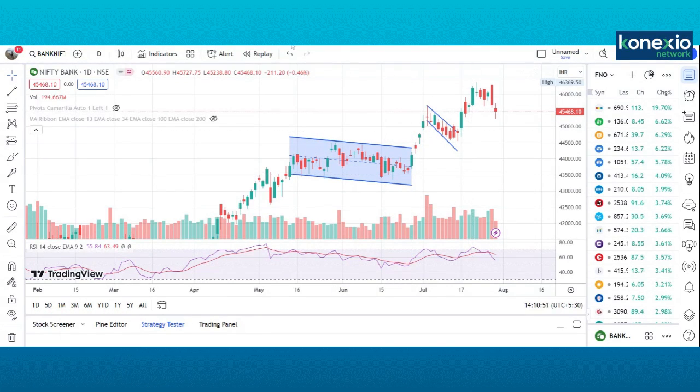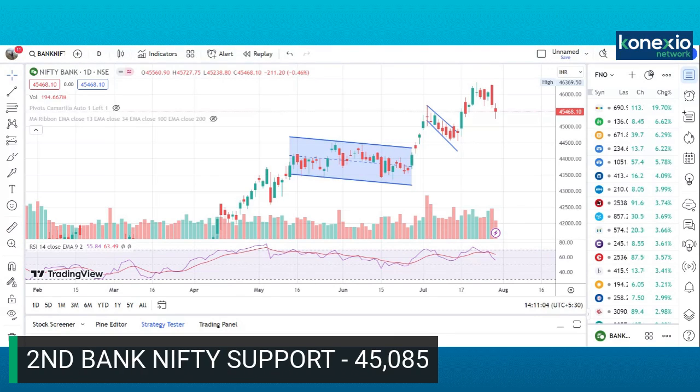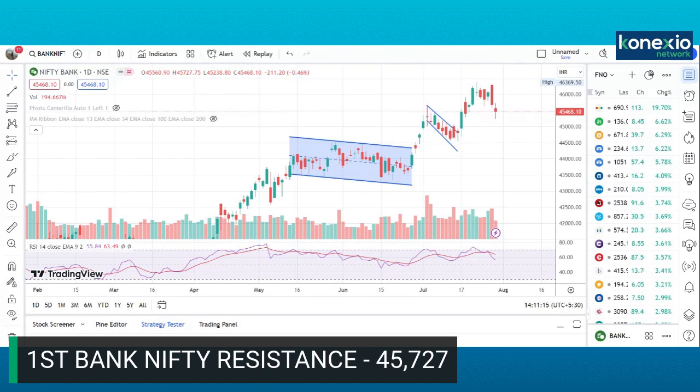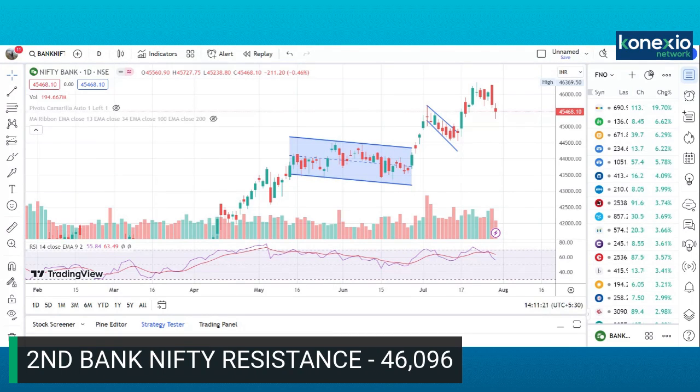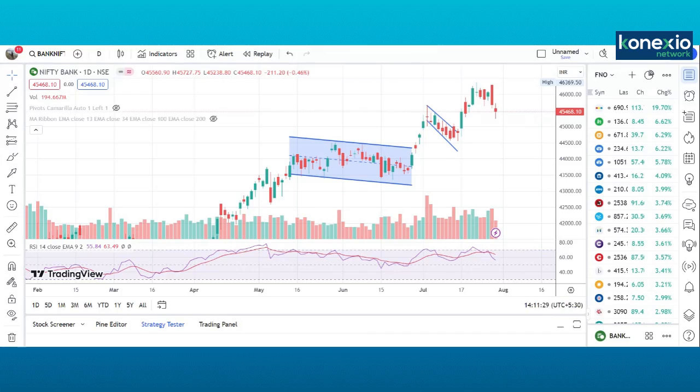Now let us discuss the important support and resistance levels in Bank Nifty for the next week. The first support in Bank Nifty is placed at 45,238. Below that, the second support is placed at 45,085, and the third support is placed at 44,695. On the upside, the first resistance is placed at 45,727. Above that, the second resistance is placed at 46,096, and the third resistance is placed at 46,369. These are the important support and resistance levels in Bank Nifty for the next week.